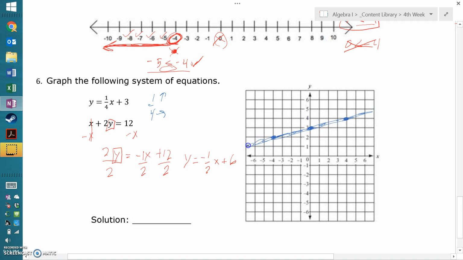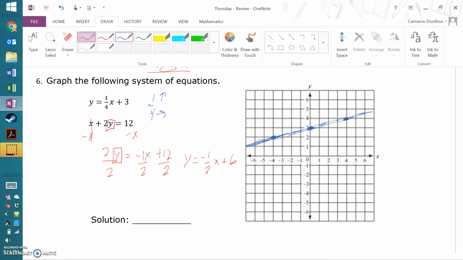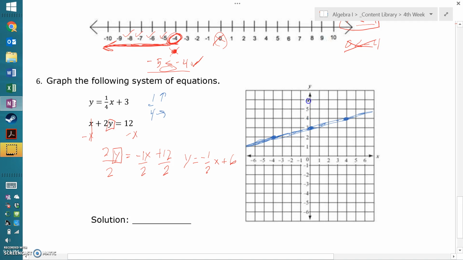Now thinking about the other one, y-intercept of 6, and the slope is negative 1 over 2. So that's down 1 and over 2. Down 1 over 2, down 1 over 2. And you can already see where this overlap is. There's my solution where those two meet. That solution is 1, 2, 3, 4, 4. So my solution would be (4, 4).